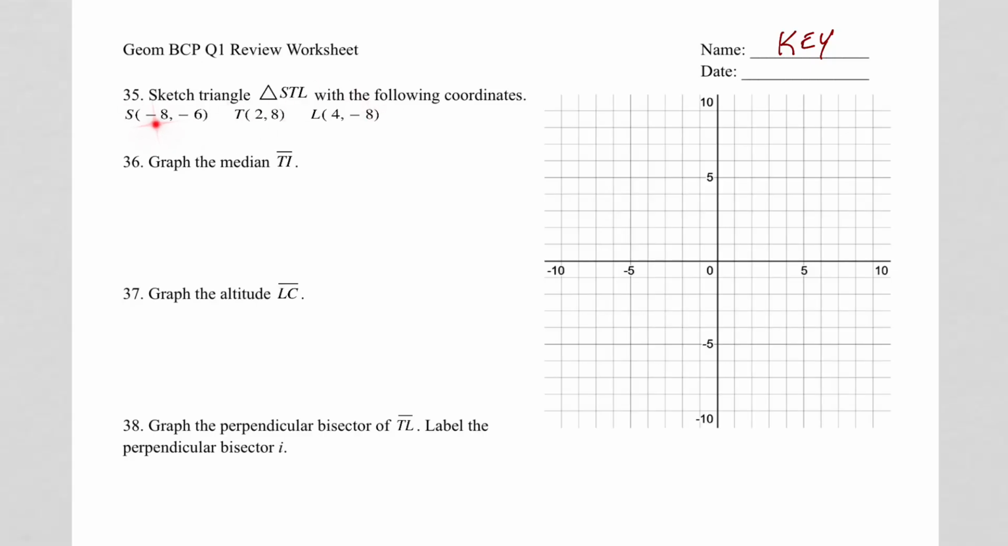Okay, let's start by plotting those points. So negative 8 and negative 6 is right here. That's S. And then we got 2, 8, which is right there. That's T. And 4, negative 8 is right there. And that's L. So then I'm going to use a ruler and connect these points.